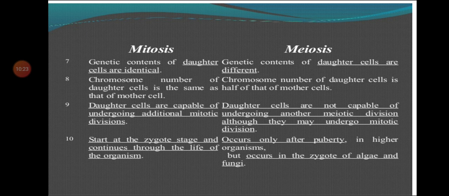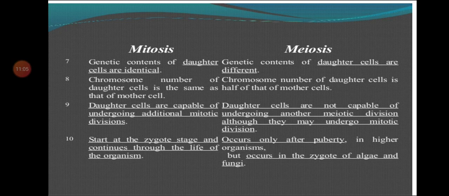Daughter cells are capable of undergoing additional mitotic division. Whereas in meiosis, what happens? Daughter cells are not capable of undergoing another meiotic division. Then mitosis starts at the zygotic stage and continues through the life of the organism, whereas meiosis occurs in the zygote of algae and fungi.